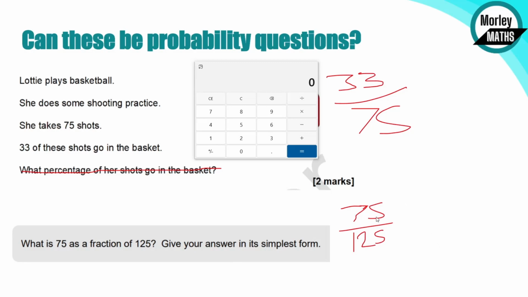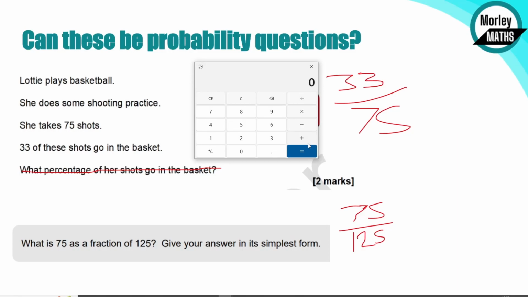So if you're familiar with simplifying fractions, you should be okay with this one. But certainly, if not, I do have a video for that on the channel as well, so do check it out. So there's a few different ways you can simplify fractions.